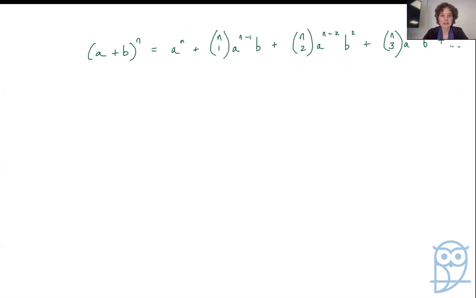So we're going to highlight a few things. First one is that a^n is always your first term of the expansion.